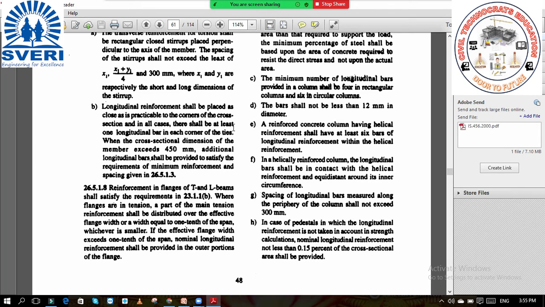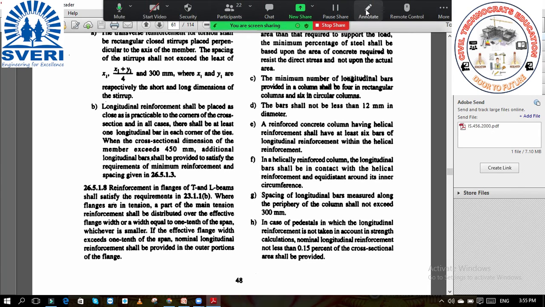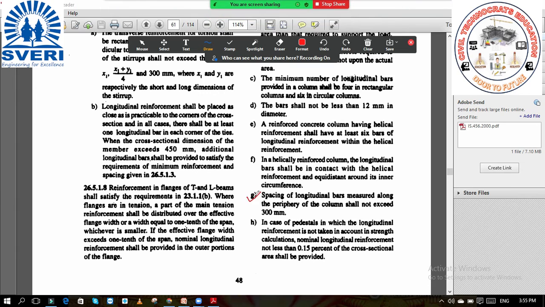Then here they have told us something about the spacing also. So clause G: the spacing of longitudinal bars along the periphery of the column shall not exceed 300 mm. So the maximum spacing is 300 mm for the column bars. Maximum spacing is 300 mm. So all this is for the longitudinal reinforcement.